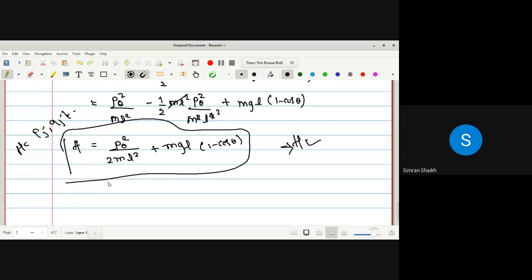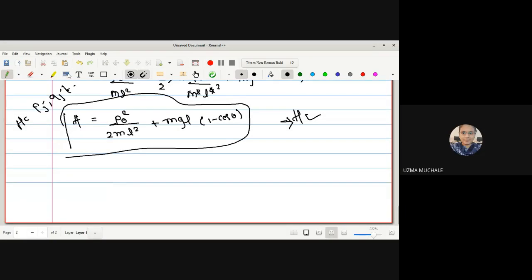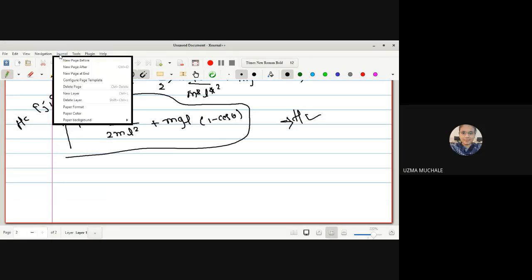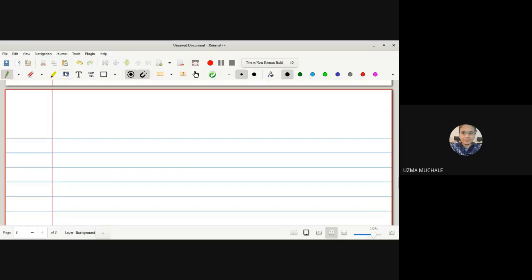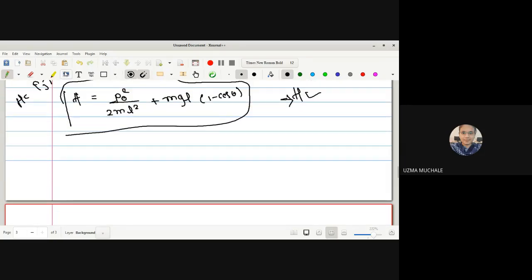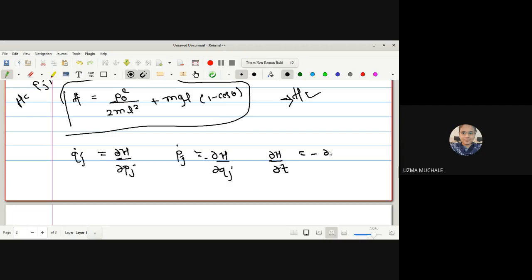No, ma'am. Okay, now we will evaluate in such a way that we will get the equation of motion. Now by Hamilton's canonical equations of motion. What are Hamilton's canonical equations of motion? q j dot is equal to dou H by dou p j, and p j dot is equal to dou H by dou q j with negative sign, and dou H by dou t is equal to minus dou L by dou t.